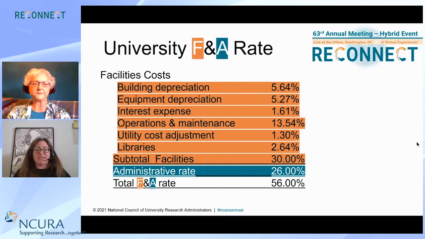You'll also notice when we start talking about on-campus versus off-campus rates, that the off-campus rate for most of us is going to be that administrative rate. That's because we're not using everything in the orange. We're not using the facilities portion. So historically, most institutions of higher education will have an off-campus rate that is capped at 26%.